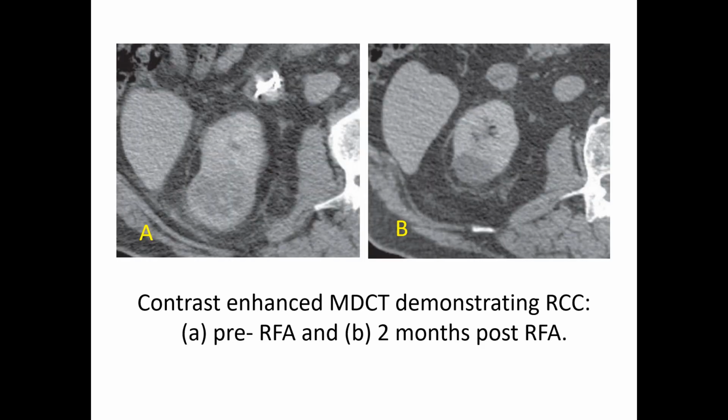This shows the picture in A of a big tumor, and in B it shows the tumor after radiofrequency ablation. This is a CT scan, and you can see how the tumor is decreasing in size.